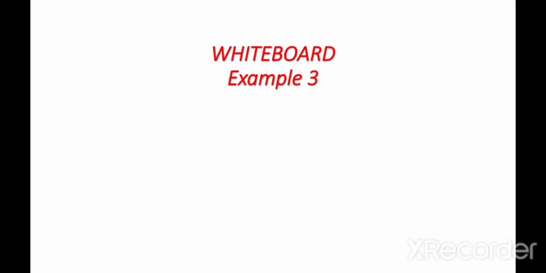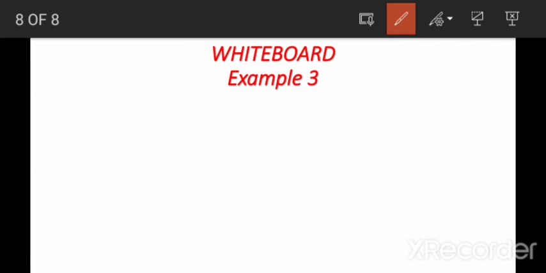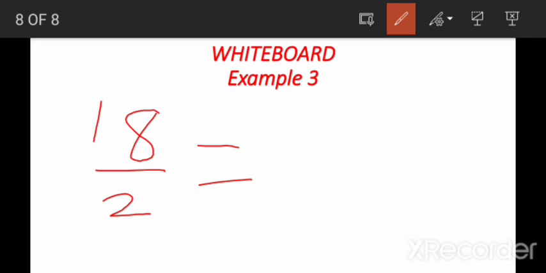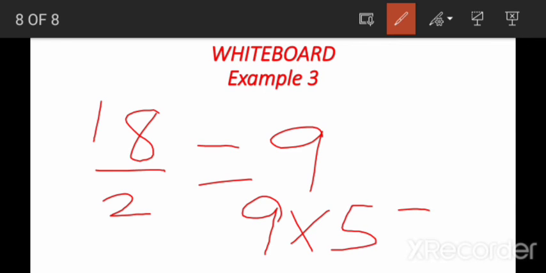This is simply assuming 45 was not given to us, you have it as 18 divided by 2, which gives us 9. Then 9 times 5 is equal to 45. So that's how we got the 45, which is on the top.